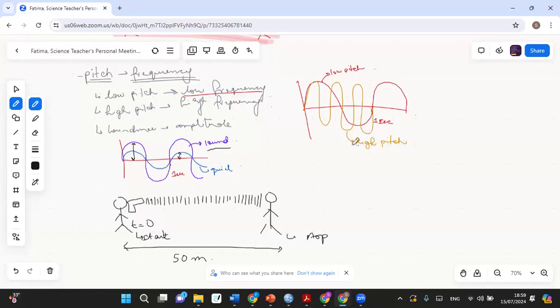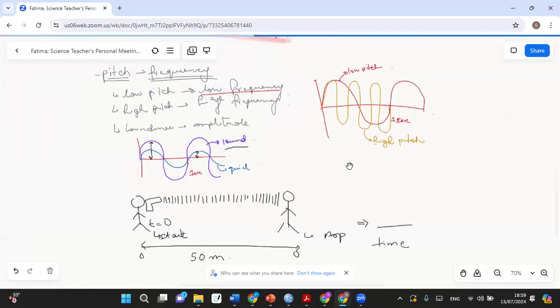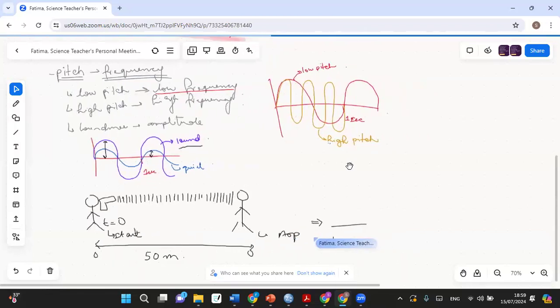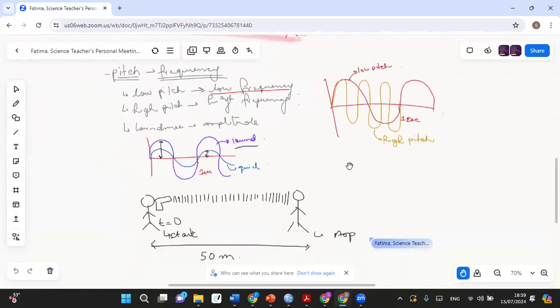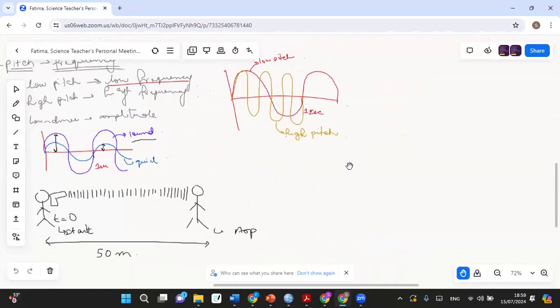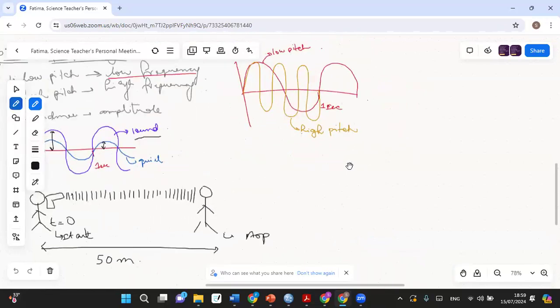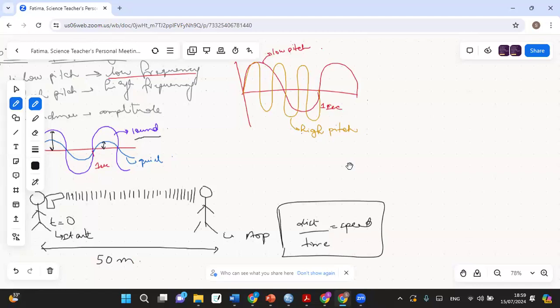Now, what are you going to do? You know how long it took for the sound wave to travel from you to your friend, right? You know the distance. You know exactly how far away your friend was standing from you. So you can simply use the formula speed is equal to distance over time, and you can calculate the speed of sound, right?